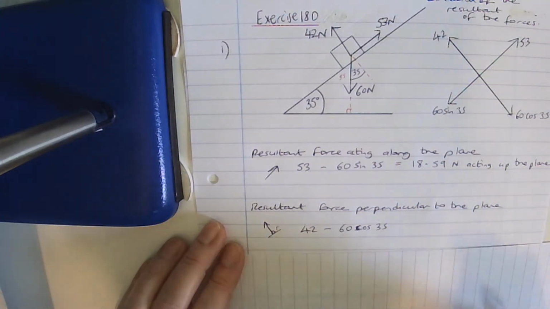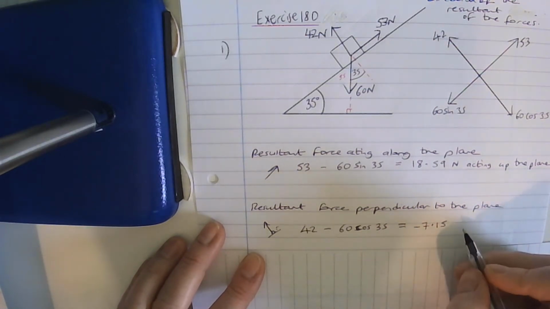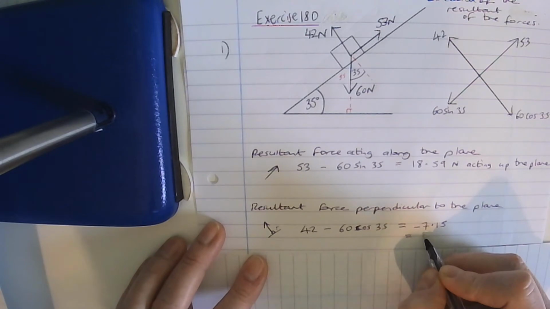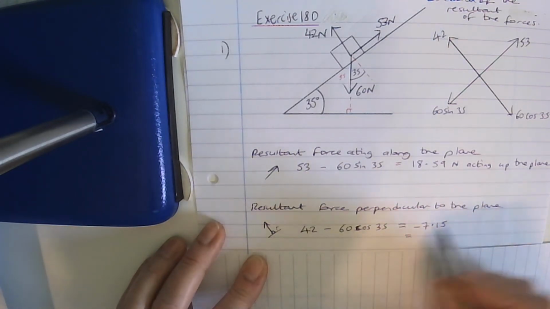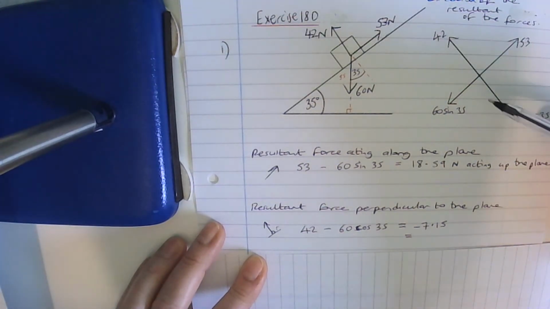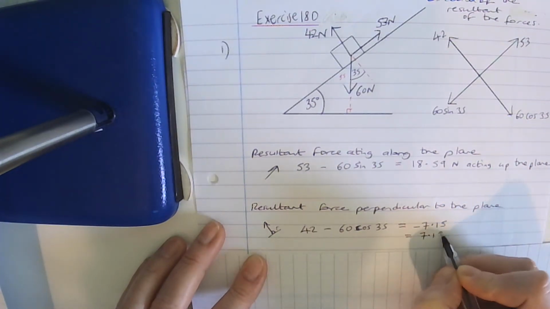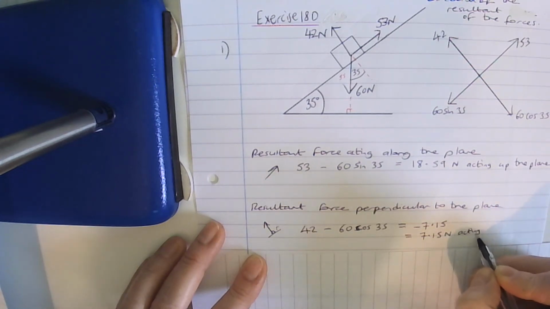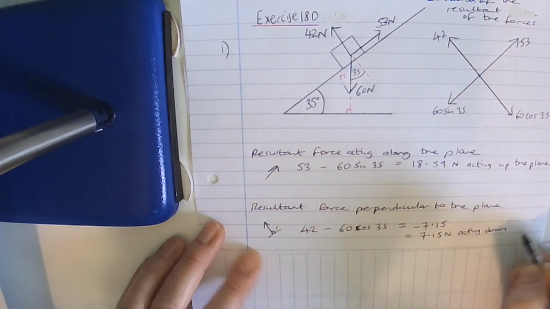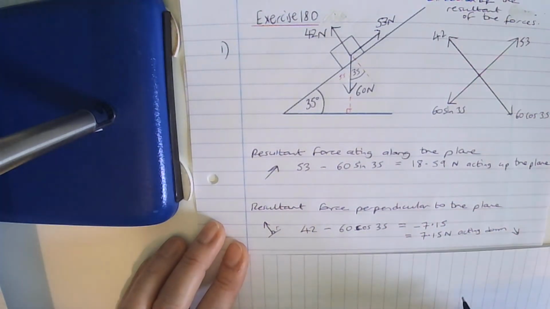So 60 cos 35. On our calculator, if we work that out, we'll get minus 7.15. I have rounded that to 2 decimal places as I did with the one before. And that's negative, which means it's actually pulling down more in this direction, because it must have been stronger down here. So that will be 7.15 newtons, and that's acting down the ways. So it's really going perpendicular down the plane, that direction there.